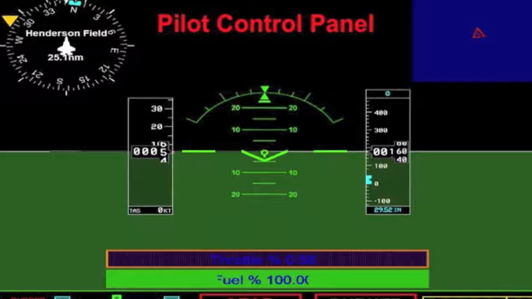When your indicator is in the black, that means you are climbing. Think about it as a sky. When your indicator is in the green, you are descending. Think of that as the grass or the ground.